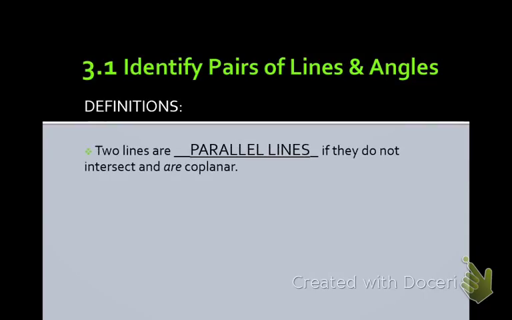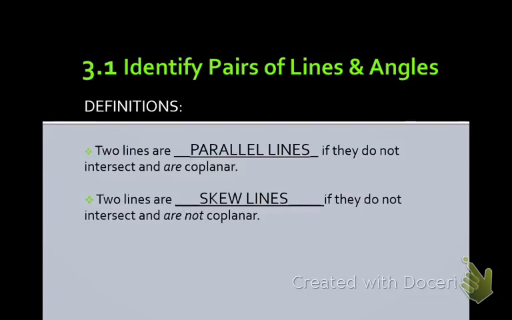So some definitions for you. Again, know your vocabulary. Two lines are parallel if they do not intersect and are coplanar. The reason why we add in and are coplanar, so two lines are parallel if they do not intersect and are in the same plane, is that we also have skew lines. And since we are sort of hinting at a three-dimensional kind of world here, skew lines are two lines that are not going to intersect either. However, they are not in the same plane. And I'll show you some examples of those in just a second.